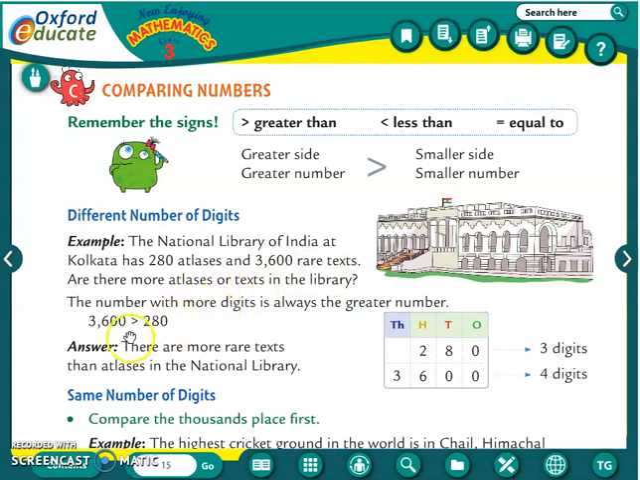So what will we do? First of all, we will write two numbers like this. The number which has more digits is always the greater number.